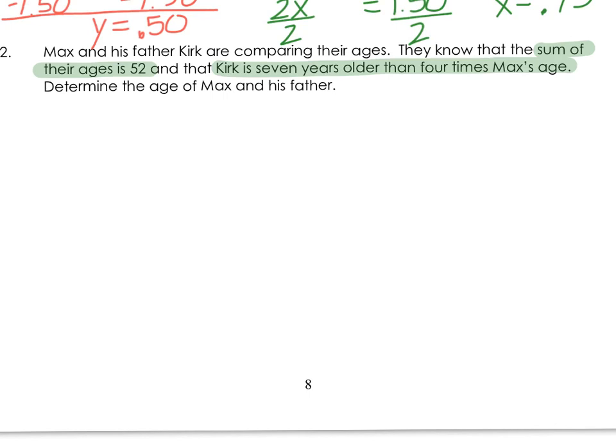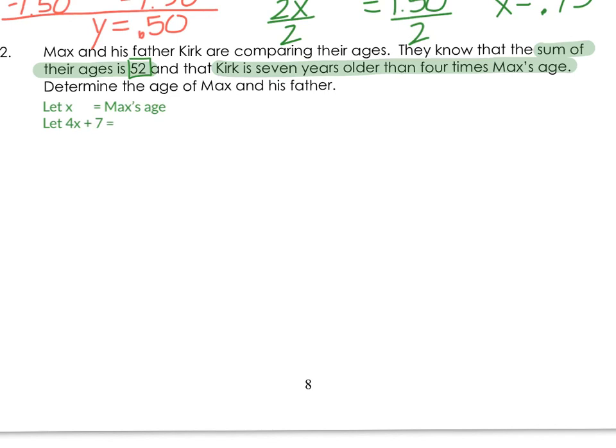So I know that the sum of their ages is 52, so they're going to total 52. Kirk is 7 years older than 4 times Max's age. Who do I know nothing about? I know nothing about Max's age. So my x is going to be Max's age, and then Kirk is 7 years older than 4 times Max. So that means 4 times Max, so 4x, and 7 years older than that is the plus 7.